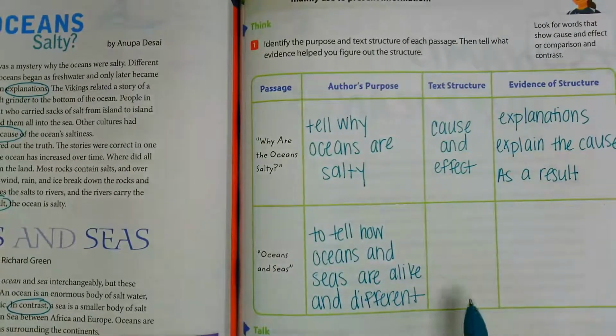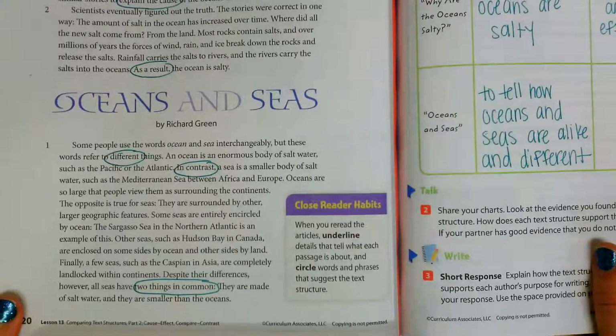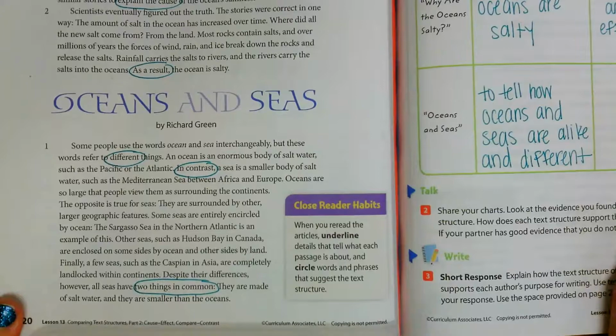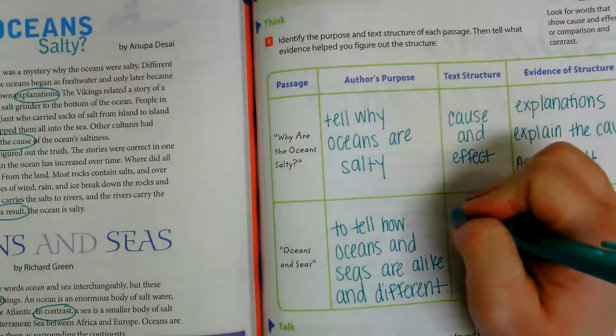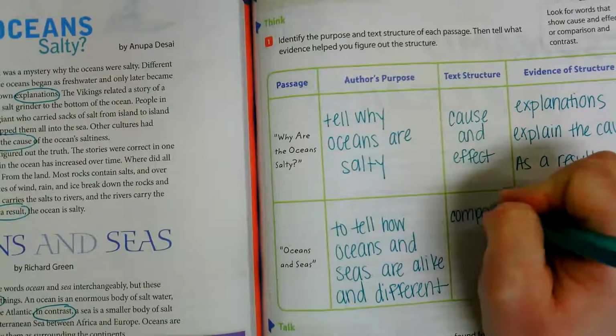Coming over to text structure, again, when we look at those keywords, we see things like different, in contrast, two things in common. So we know based on those clue words that this author used compare and contrast text structure.